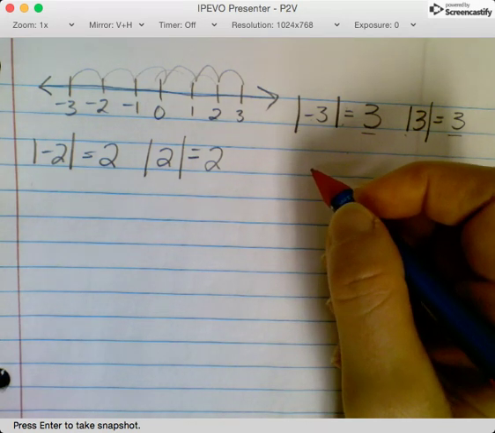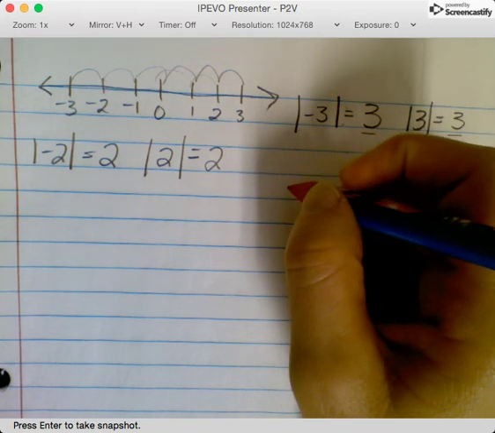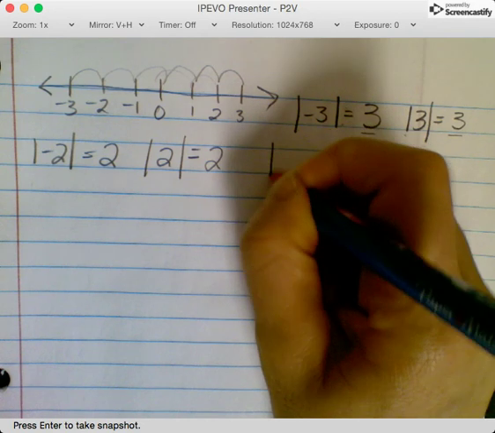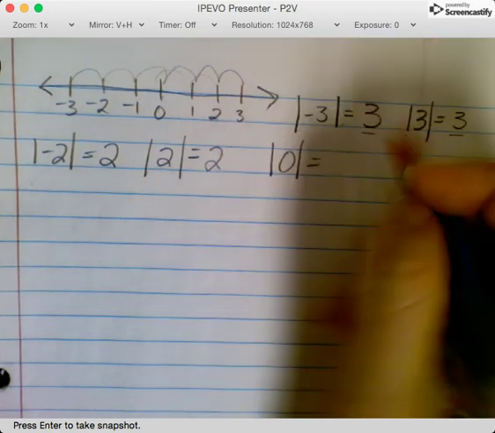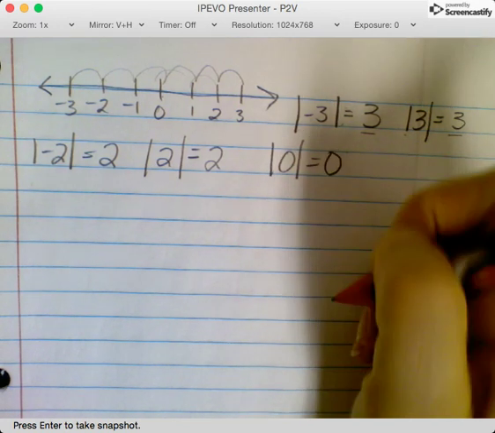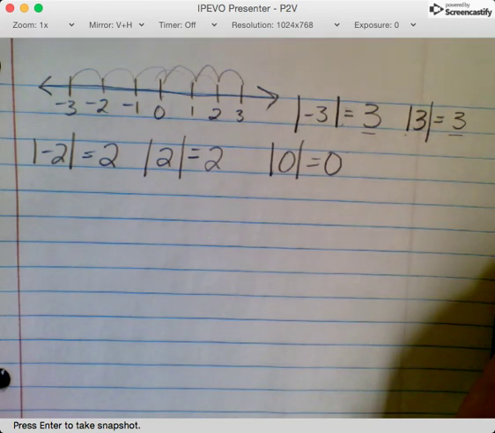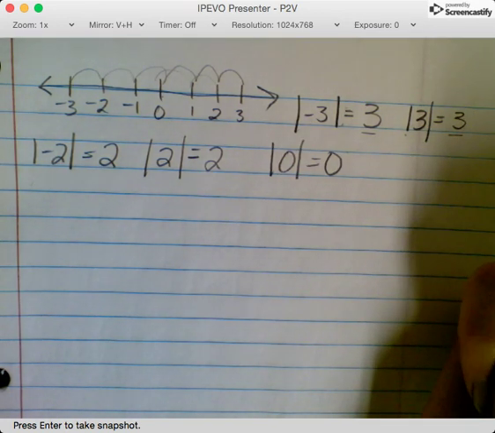Okay, so basically, if I'm looking for the absolute value of any number, let's do 0. This one's a little tricky. How far away is 0 from 0? It is 0 away. So the absolute value of 0 is just 0. And 0 is neither positive or negative.